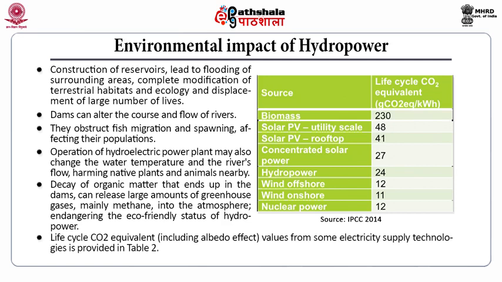Life cycle carbon dioxide equivalent values from some electricity supply technologies are provided in this table. You can see the life cycle carbon dioxide equivalent from hydropower is 24, while from biomass it is 230 gram carbon dioxide equivalent per kilowatt hour electricity production. And nuclear has less emission, that is 12. Nuclear, wind, hydropower and solar, compared to biomass, have less carbon dioxide emission per kilowatt hour electricity production.